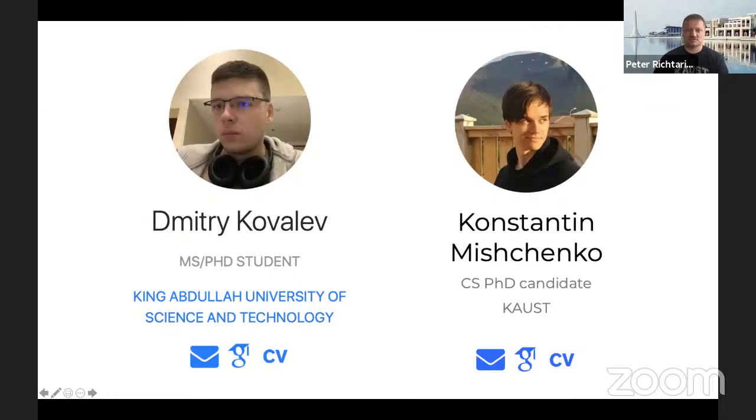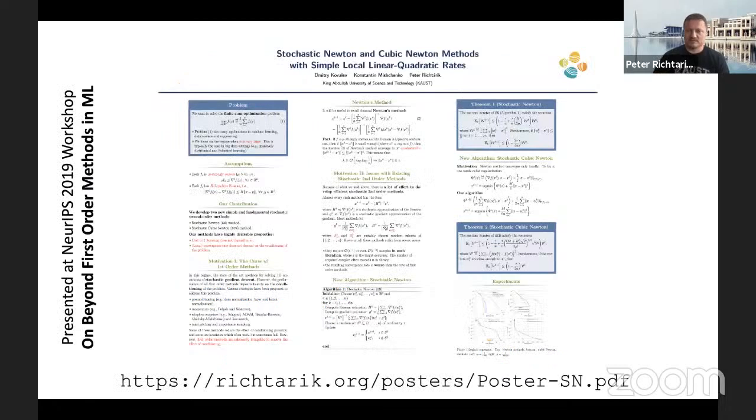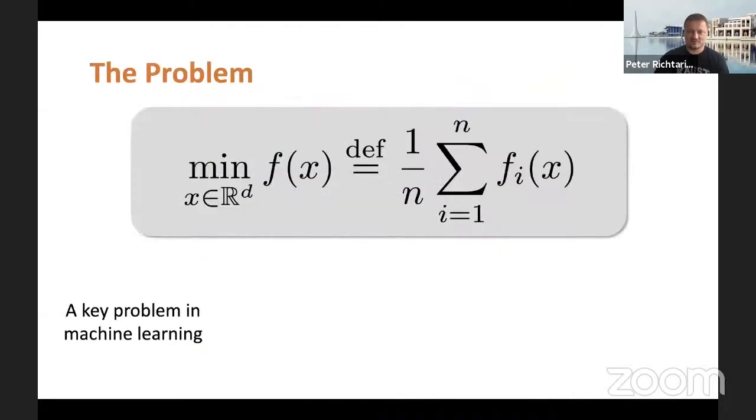This is joint work with my students, Dmitry Kovalev and Konstantin Mishenko. This work wouldn't be possible without them. Dmitry started as an MS PhD student in a combined program, but now as of January, he's a PhD student. And Konstantin started as a PhD student. He'll be finishing this year. We have presented this work at a NeurIPS workshop, so we have a poster ready. Those of you who don't want to listen to me can just go to this link and read this very quickly in 5 minutes and you're done. I will not comment on this much further.